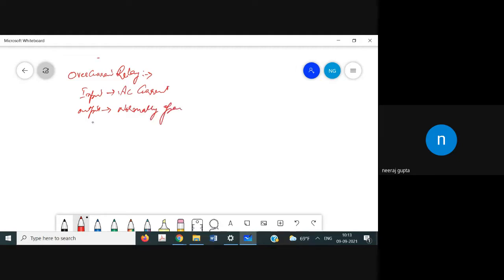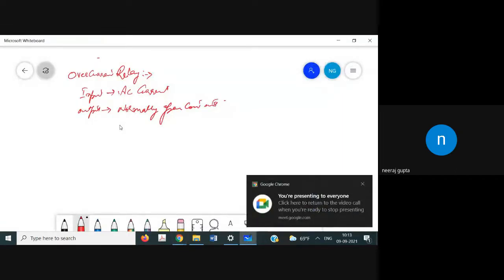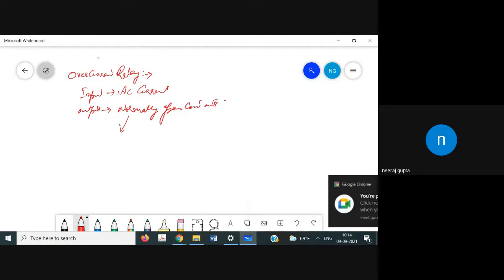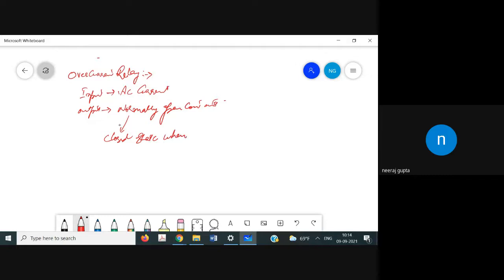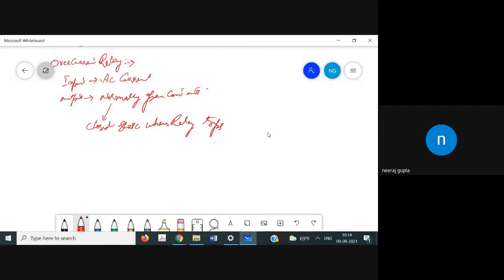These normally open contacts change to the closed state when the relay trips. This kind of relay has two types of settings.